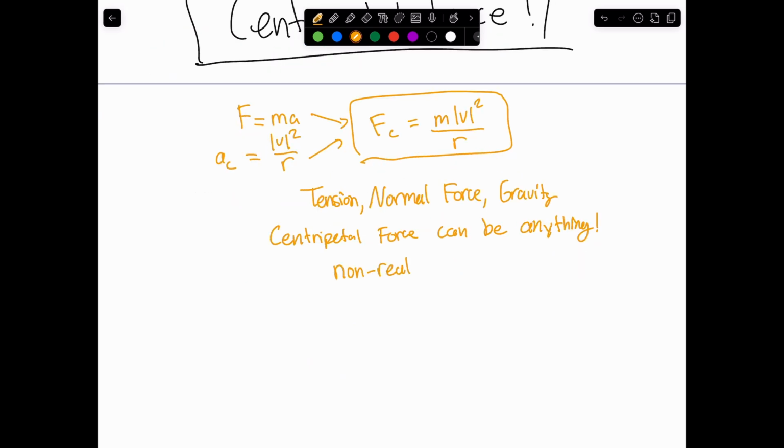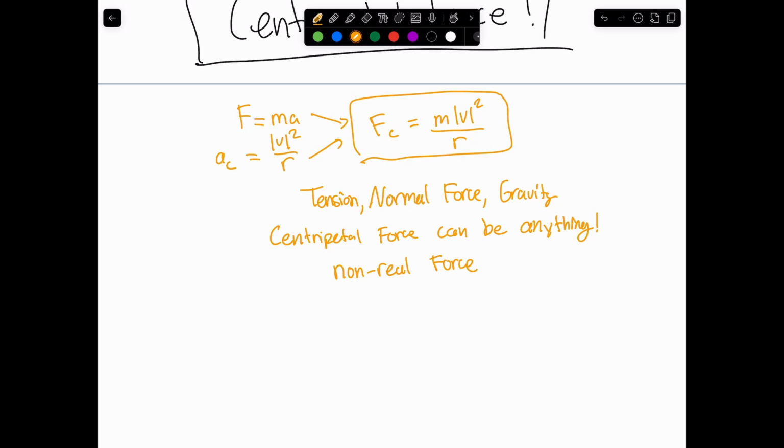non-real force. Does that mean centripetal force doesn't exist? No, it doesn't. Centripetal force is real. It's called non-real since you wouldn't call anything just a centripetal force. It's always something else first. So there can be a tension force, and it just so happens to also be centripetal force. There can be the force of gravity, which just so happens to also be centripetal force. There is no such thing as just centripetal force. It always has to be something else first, if that makes sense.